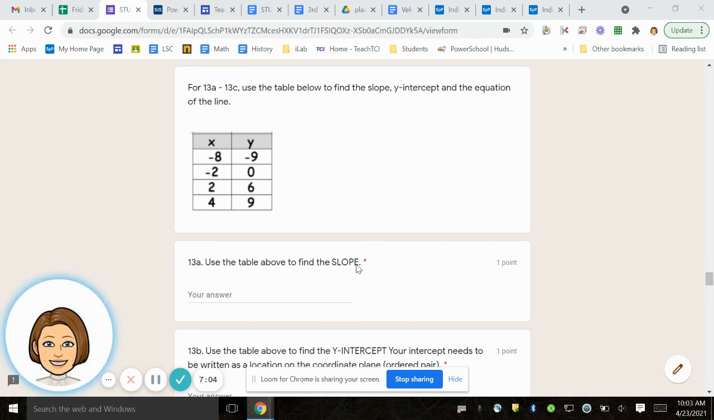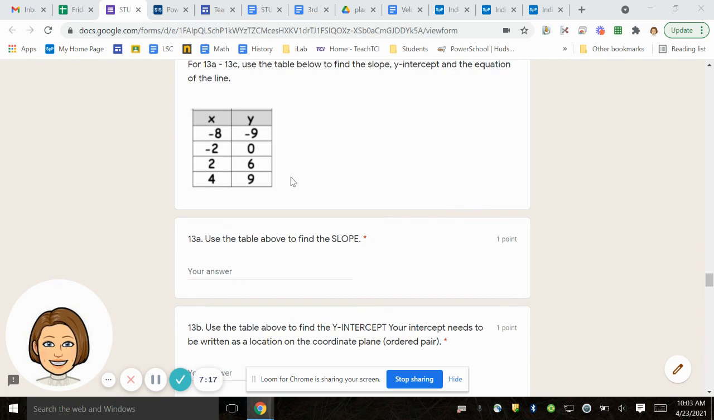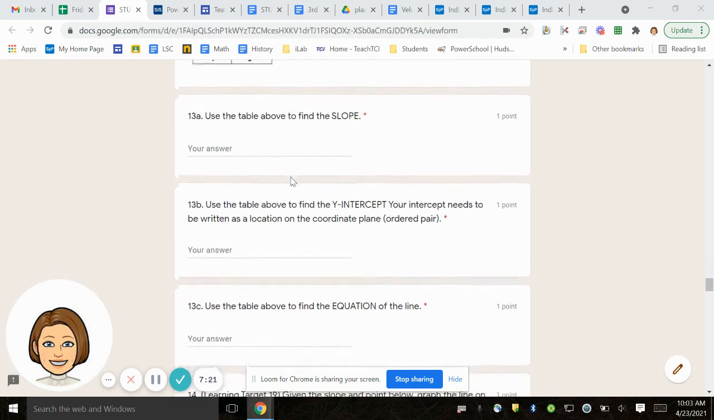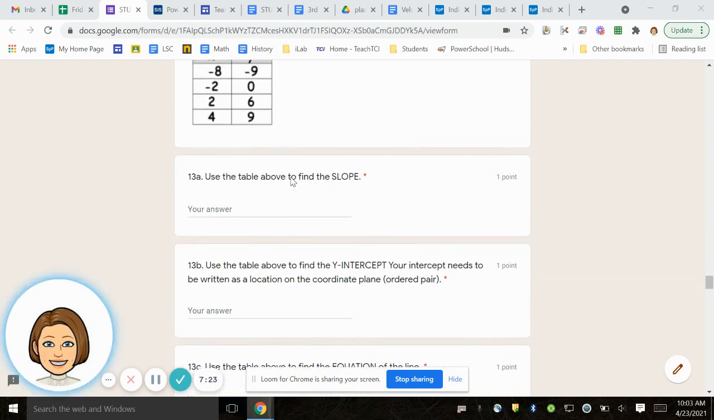13a through 13c, use the table below to find the slope, y-intercept, and then the equation. Find the slope from the points that are given on the table. 13a. If you get a fraction, make sure you reduce it to its simplest form.